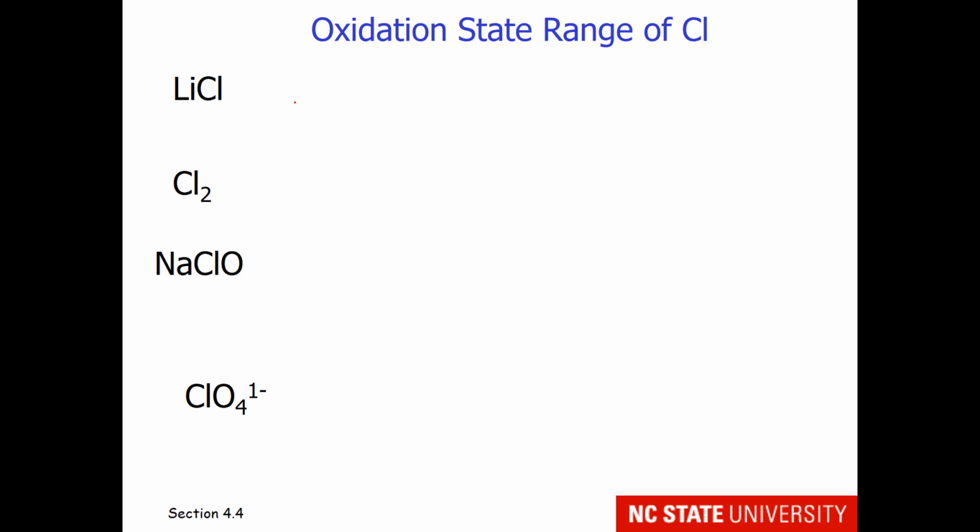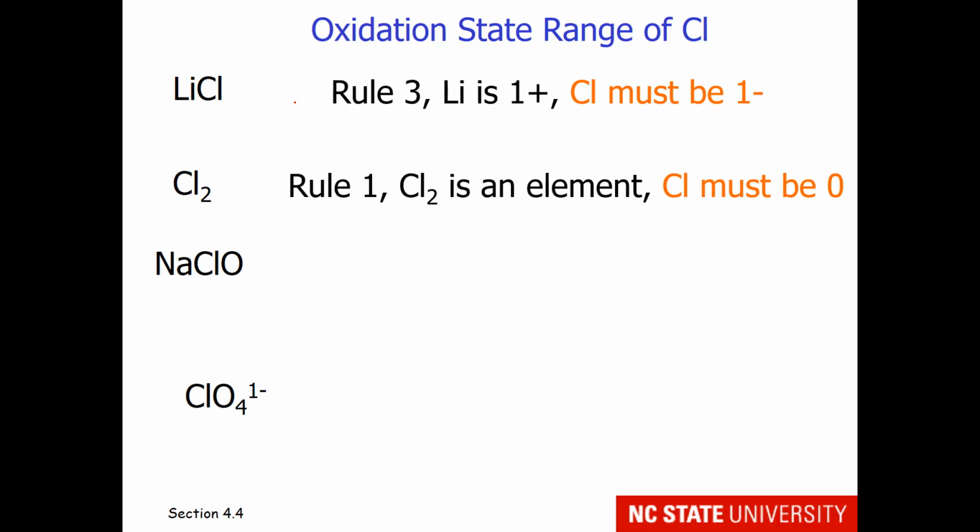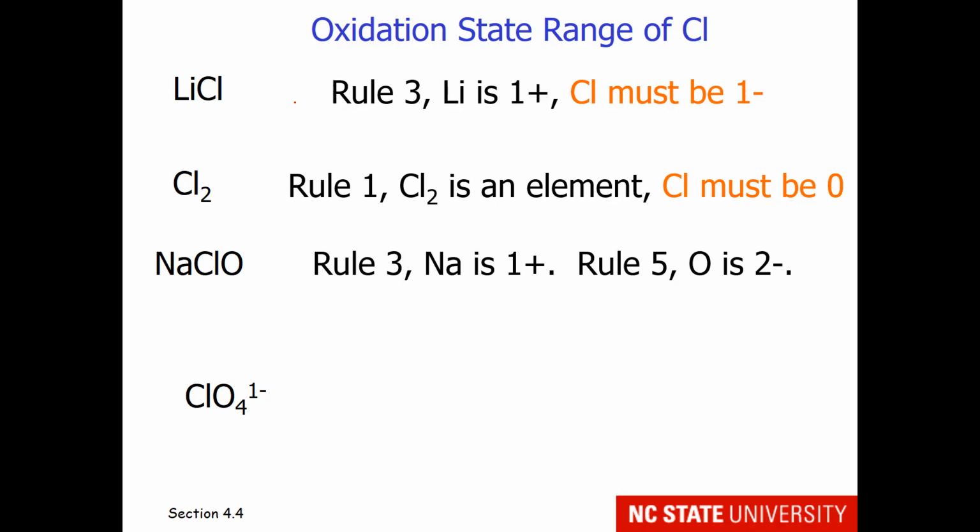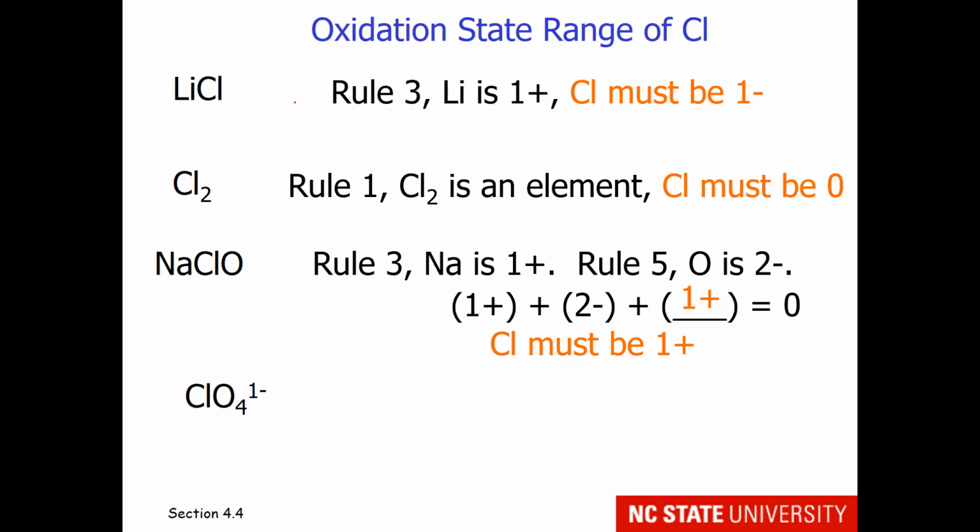So here is an example of how the oxidation state really does range in a compound depending on what the other atoms are. If you look at chlorine in lithium chloride, the chlorine has a -1 oxidation state. If you look at the oxidation state of chlorine in Cl2, it's 0. This next compound is sodium hypochlorite. And we'll go with Rule 3, sodium is +1. Rule 5, oxygen is 2-. And when you work the math, it turns out that chlorine in that compound must be +1.